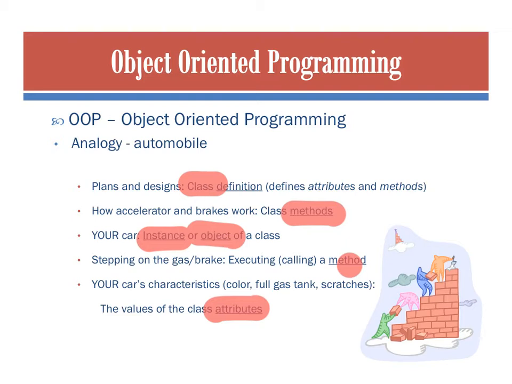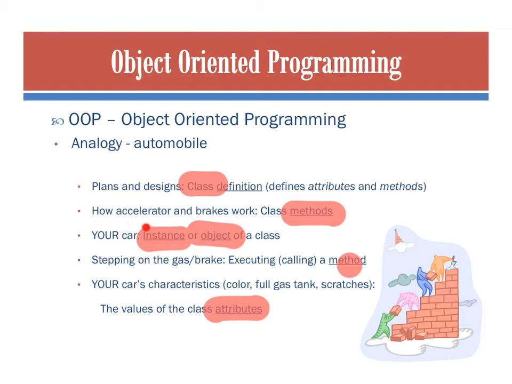What are attributes? Well, attributes are characteristics. For example, a car can have color, or a car can have a gas tank, or the car is going to have scratches on the outside. All of those are going to be attributes. And the methods are going to be a description of how that functionality is implemented, so how the accelerator works or how the brake works. And that's going to be the class method. At this point, though, maybe we have the class definition, but we don't have any cars. We don't have any objects.